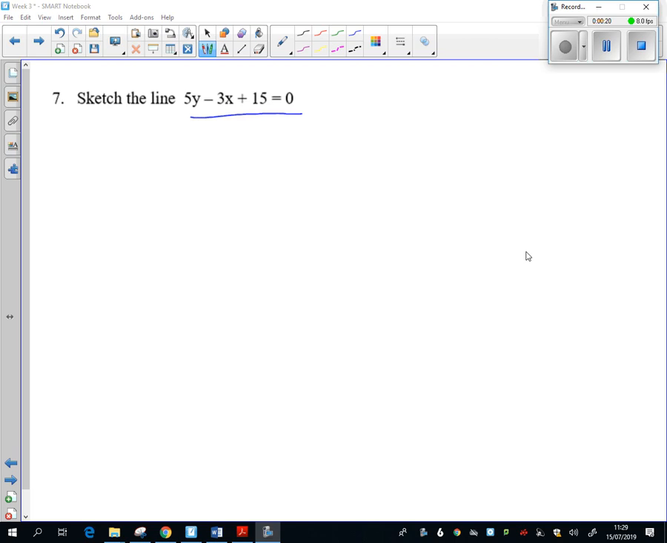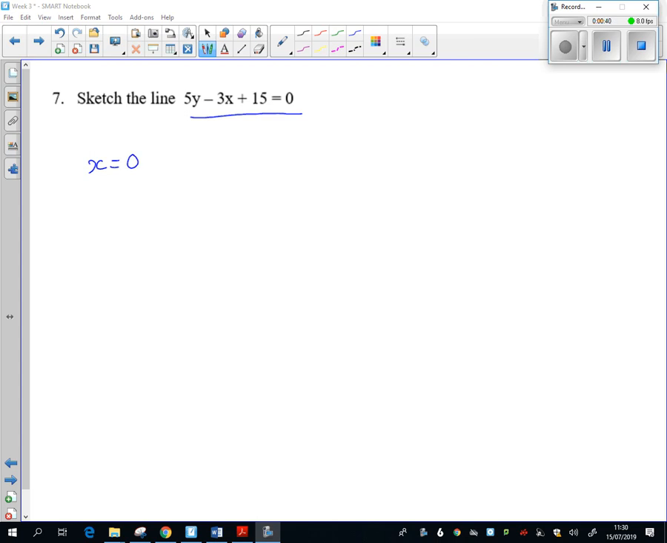So I've got two options. I can either rearrange it to the form y equals mx plus c, and then see what the gradient and the y-intercept are. Or alternatively, and probably slightly quicker, I can just find two coordinates on that line. The easiest ones are going to be when x is 0 and when y is 0.